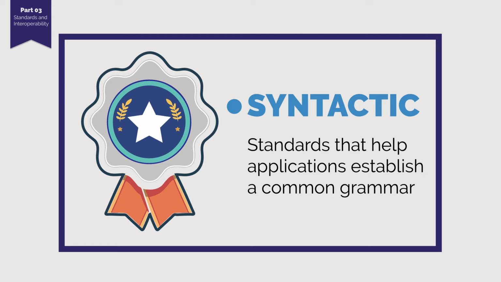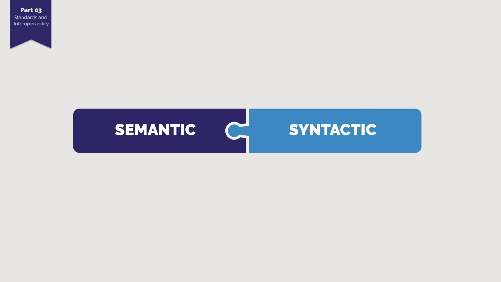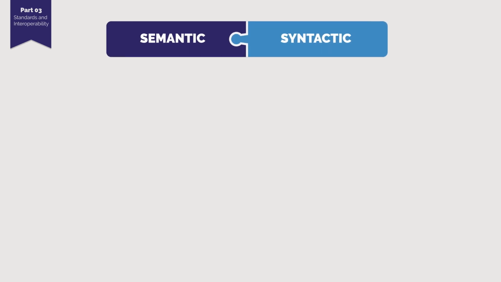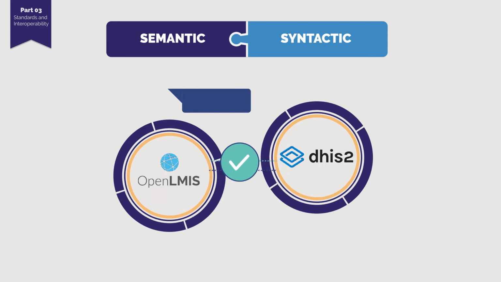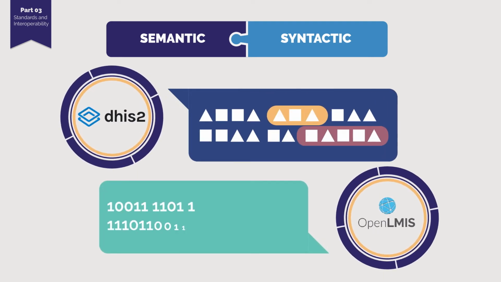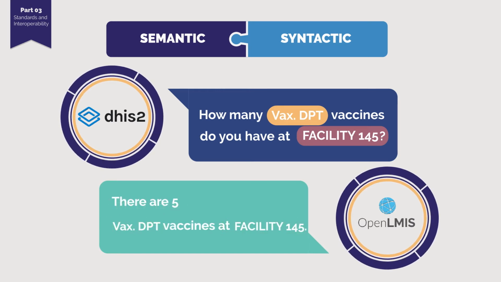The software development team shows Lucy and Isaac what happens when they have both semantic and syntactic standards. With both sets of standards in place, the DHIS2 and OpenLMIS applications can share data automatically and seamlessly. So when DHIS2 asks OpenLMIS how many vax.dpt vaccines there are at Facility 145, OpenLMIS can provide DHIS2 with that data, responding that there are 5 vax.dpt vaccines at Facility 145.